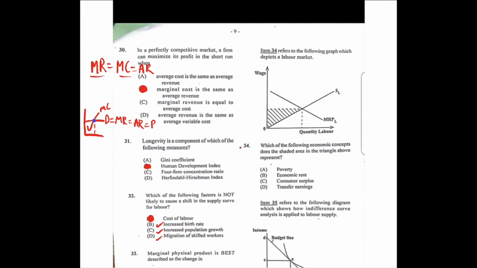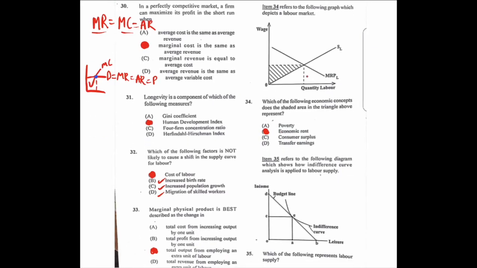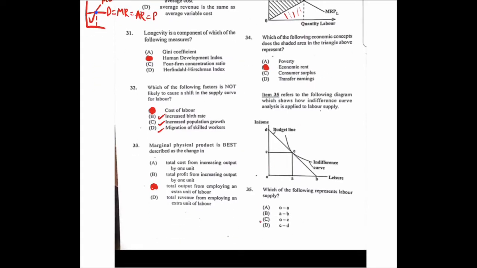Question 34: Which of the following economic concepts does the shaded area in the triangle above represent? That is B, economic rent. That's above the transfer earnings right here. Which of the following represents labor supply? That would be AB, from here to here.